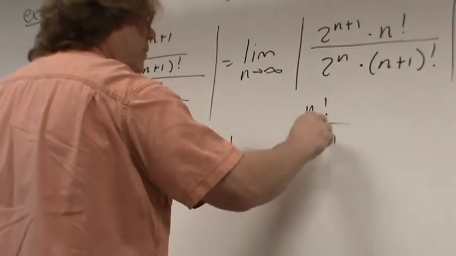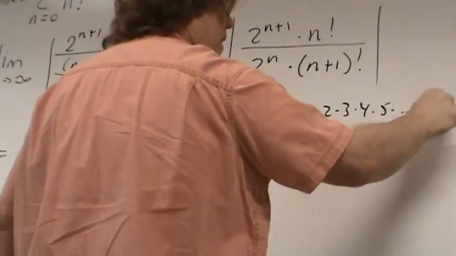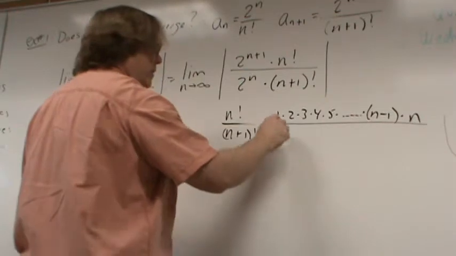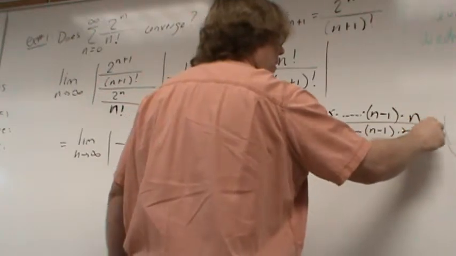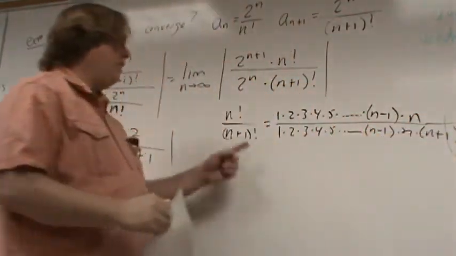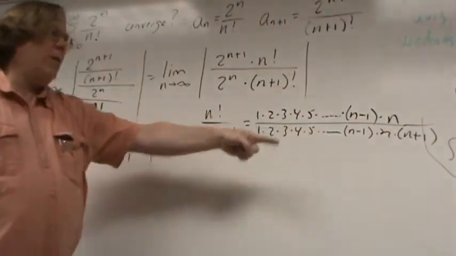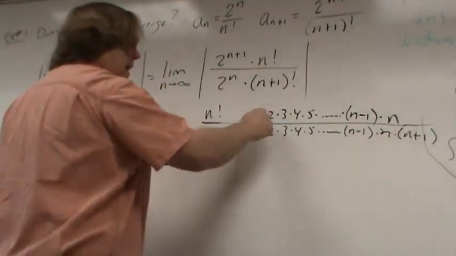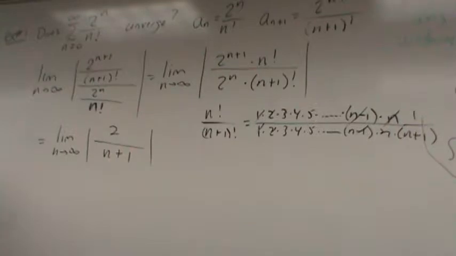N factorial over n plus 1 factorial. N factorial is 1 times 2 times 3 times 4 times 5 times n minus 1 times n, right? That's n factorial. You go from 1 all the way to n. N plus 1 factorial is 1 times 2 times 3 times 4 times 5 times n minus 1 times n plus 1, right? N plus 1 factorial just says you go to n plus 1. You take the same path, you just go all the way to n plus 1. And then as Daniel said, I got 1 extra term. This guy's 1 term ahead. All of these guys cancel, leaving you with just 1 over n plus 1. So you guys are good with that.